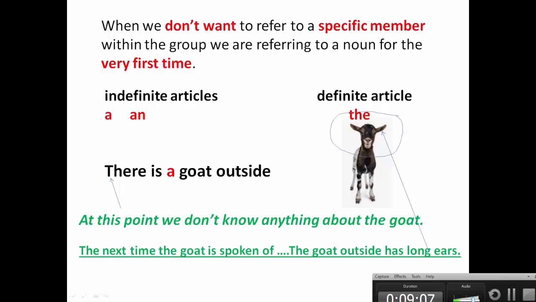What makes the two sentences different? The very first time that I see the goat, I'm just saying that there is a goat outside. There's nothing distinguishing, there's nothing specific about this goat. If I see the goat again, I'm going to say, the goat outside has long ears. I'm going to mention something about the goat instead of saying there is a goat outside.